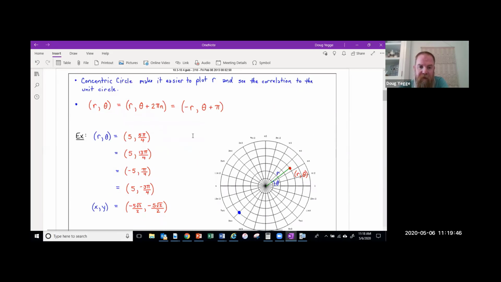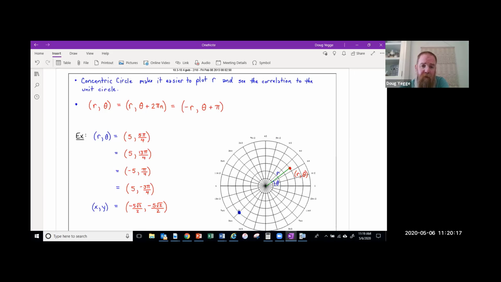One thing I wanted to mention as well is what a negative radius would mean. So sometimes you'll plug in an angle and you'll get a negative r. So let's say, for instance, that I wanted to plot the point 5, 5 pi over 4. Well, that would mean point in the direction of 5 pi over 4 and walk out 1, 2, 3, 4, 5 circles, okay?